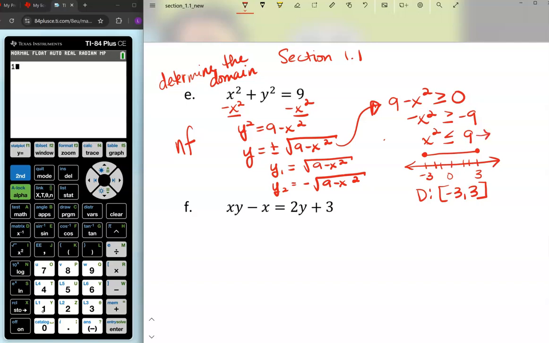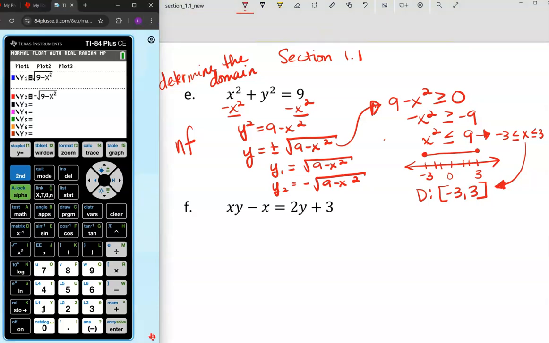Now, you may remember when you take the square root, you actually end up with negative 3 is less than or equal to x is less than or equal to 3. You may see it written that way as well. And all that means is this is between negative 3 and 3.